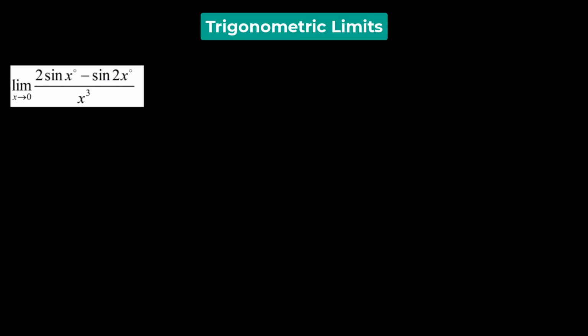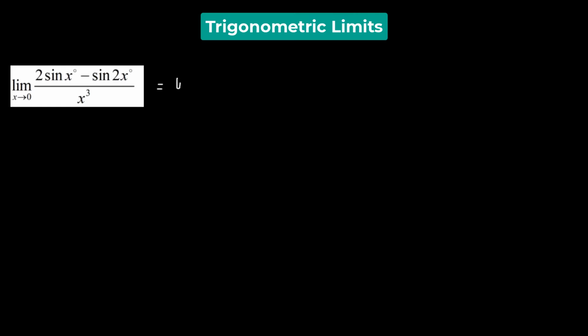So here we have the function 2 sine x degree minus sine 2x degree divided by x cubed. We have to find its limiting value. Now here x is in degrees, whereas x simply x, that is in radians. So that means we'll have to convert the degrees into radians. But before that, let us try to simplify the numerator.